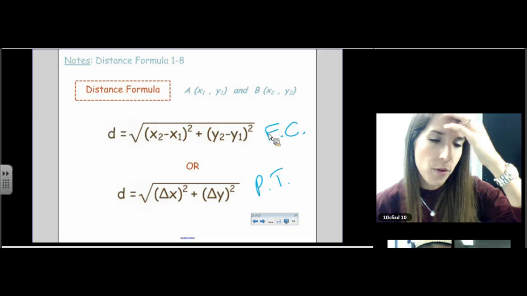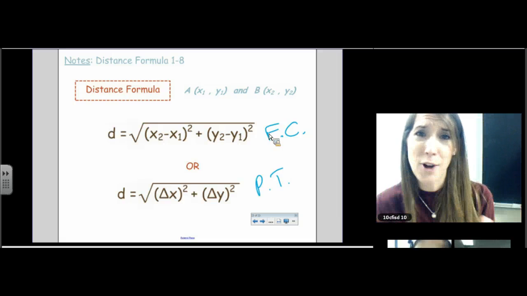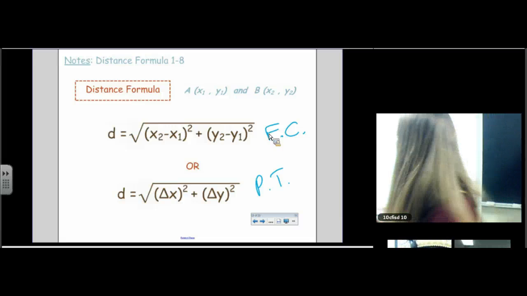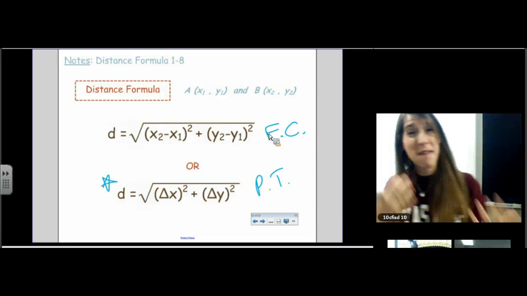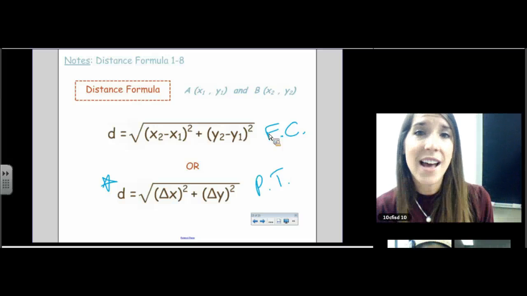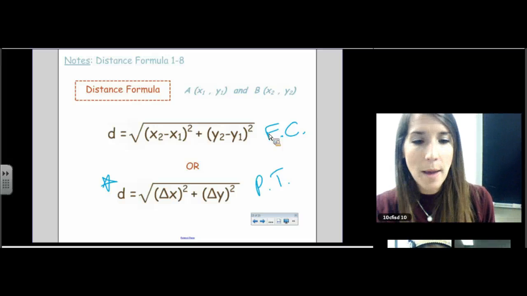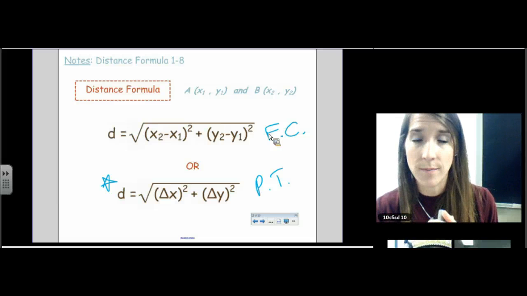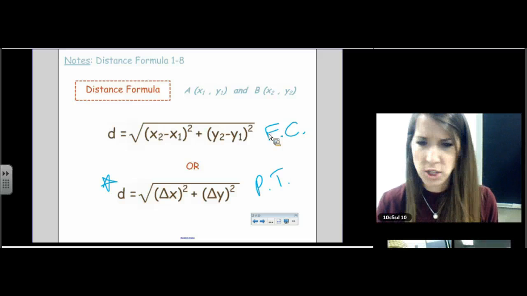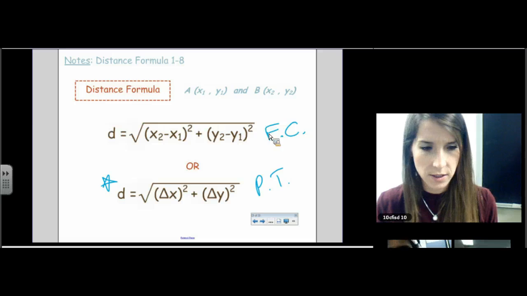You don't need both, but delta x means subtract your x's. Delta y means subtract your y's. Do you agree that this one would be easier to memorize than the other one with all those subscripts? So if you know that delta means subtract, then you might be better off memorizing the second one rather than the first one. So that's why I put both of them up there. I wanted you to have options. Options are always good, right? We like options.